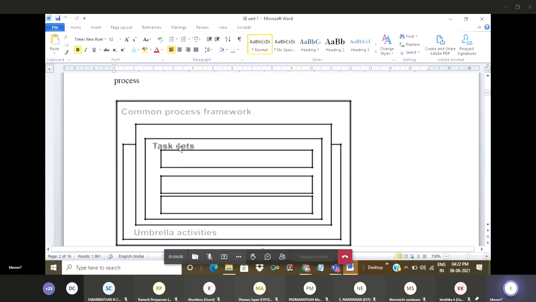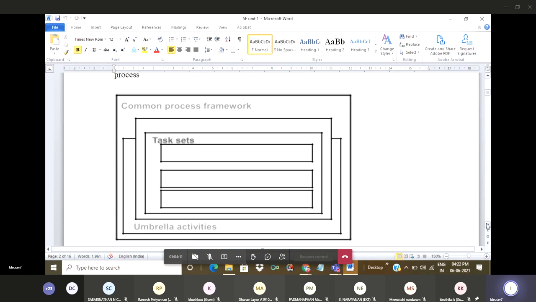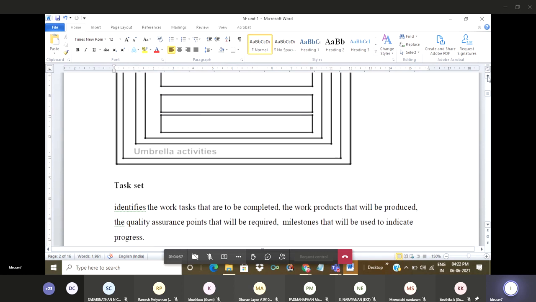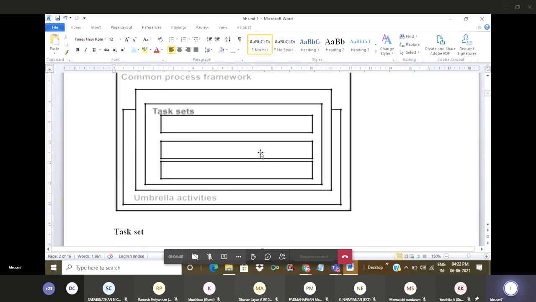Task set. What does it mean by task set? The task set is used to identify the work tasks that are to be completed, the work products that will be produced, the quality assurance points that will be required, and the milestones that will be used to indicate progress. So this is task set 1, task set 2, task set 3. These all come under umbrella activities.